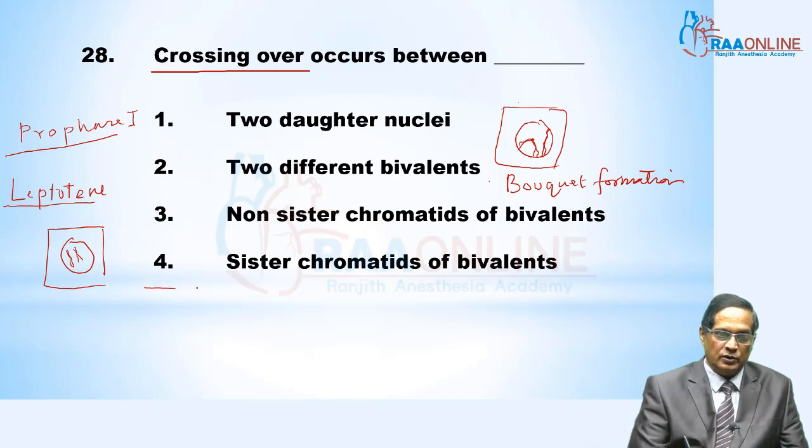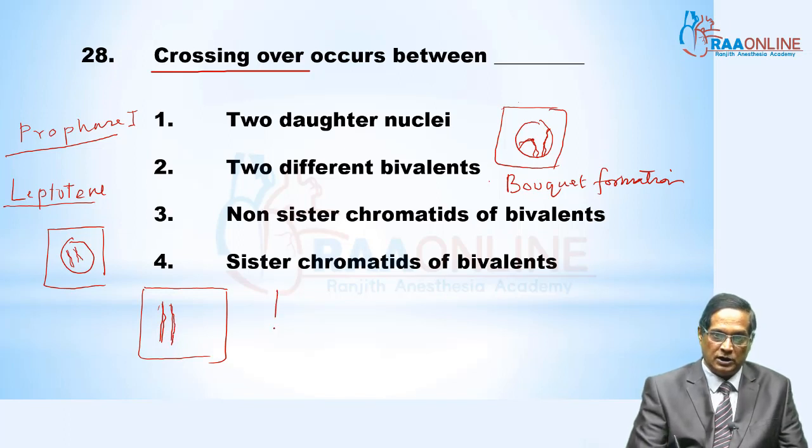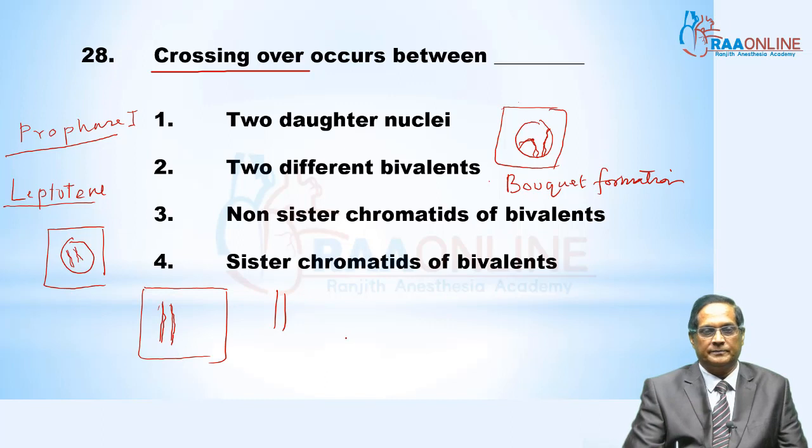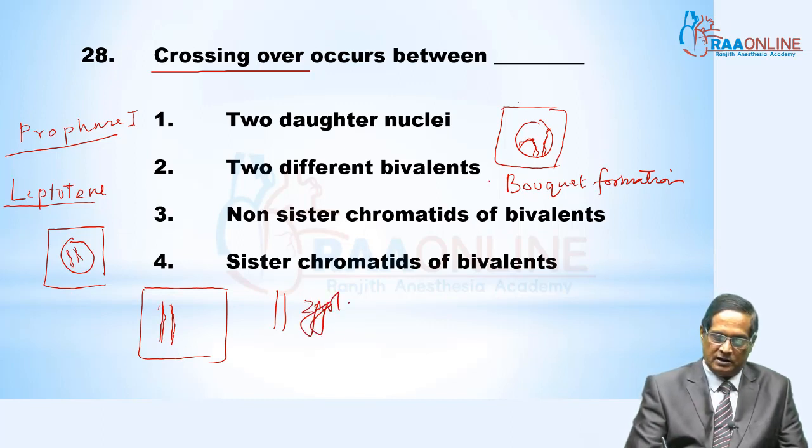In the zygotene stage, pairing of homologous chromosomes takes place. That is, homologous chromosomes form pairs. That is zygotene. And pairing of homologous chromosomes is known as synapsis.